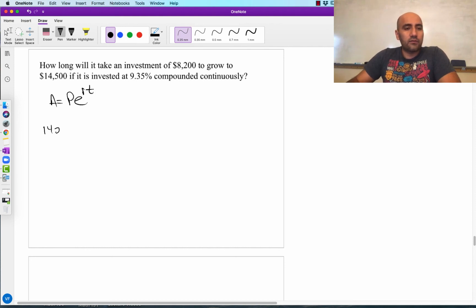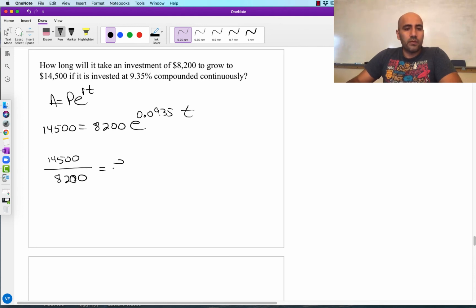So we know 14,500 is the final balance of my account when an initial investment of $8,200 is made, and it's compounded continuously with an interest rate of 0.0935 T. We just have to solve for T. That means that this would be 14,500 divided by 8,200 equal to e to the 0.0935 T. A couple zeros there cancel.